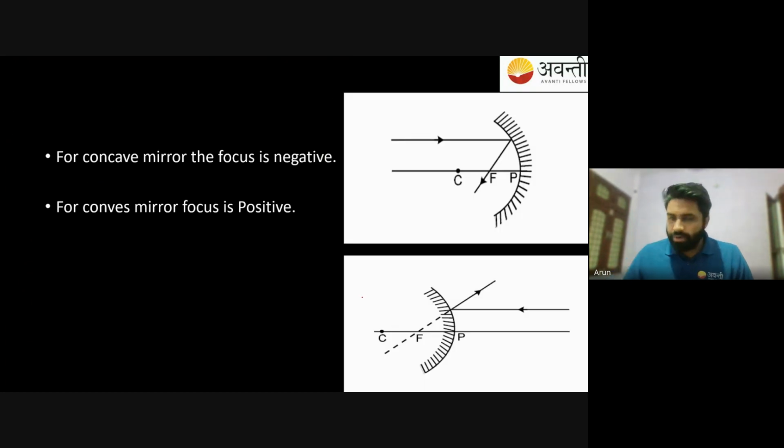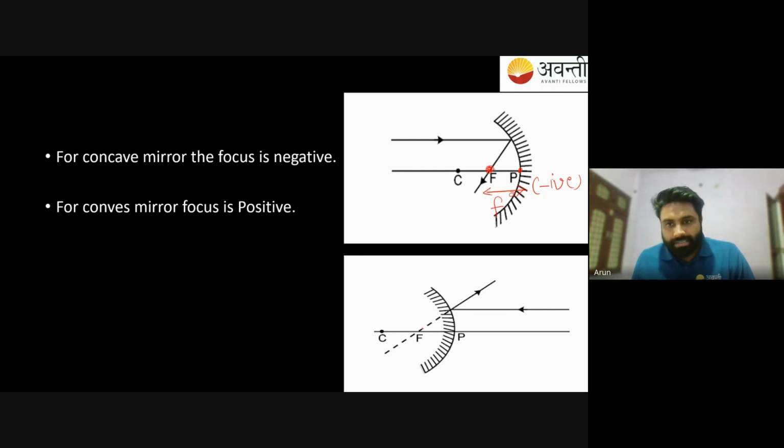Yeah, for concave mirror the focus is negative. Why is it negative? Because for a concave mirror, if you see, this is the focus and this is the pole. If we measure the distance f, this is measured in the direction of the reflected ray, so it will be considered negative.